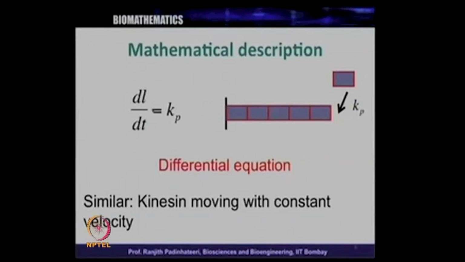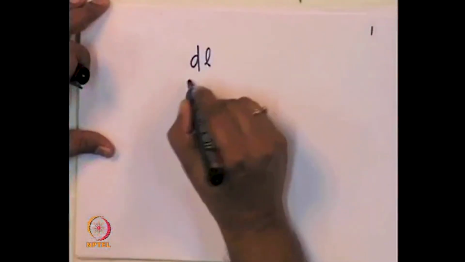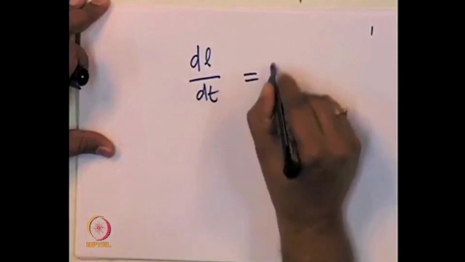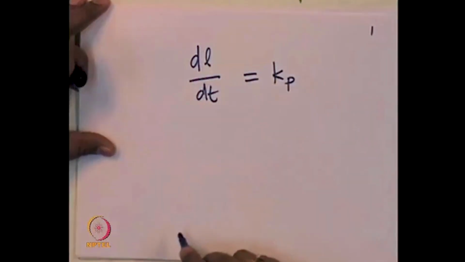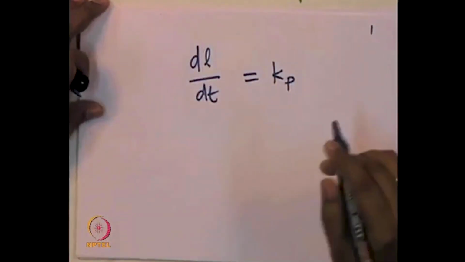In other words, let us take dt as 1 second and let us assume Kp is 1. So, dt is 1, Kp is 1. Let us write it down here. dl by dt is equal to Kp. This is the equation we said. So, let us make some sense out of this equation to begin with.